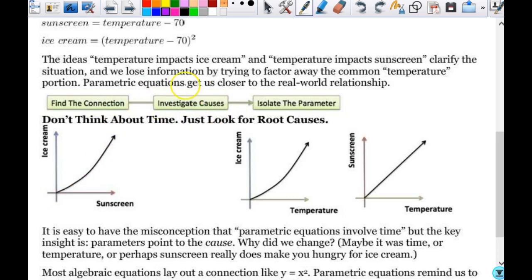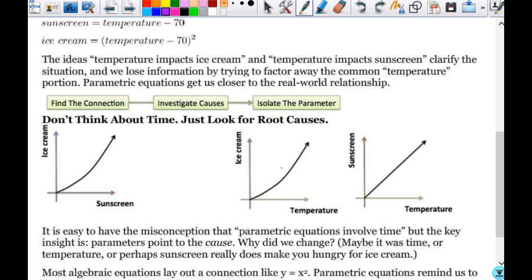However, you investigate the causes, because that's what you're looking for, what's causing the things to change, and then you isolate the parameter, and you have two different things that you could graph with the temperature. But we're also going to take this and graph it on one graph a little bit differently. So temperature and ice cream, there's still a quadratic relationship, and then temperature and sunscreen, it's more of a linear relationship. Okay, so that's how we separate them out.